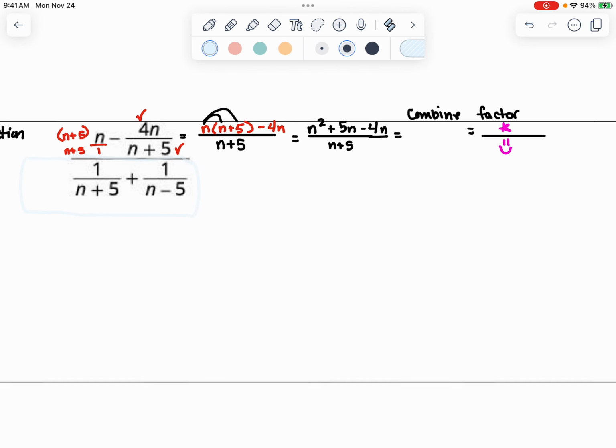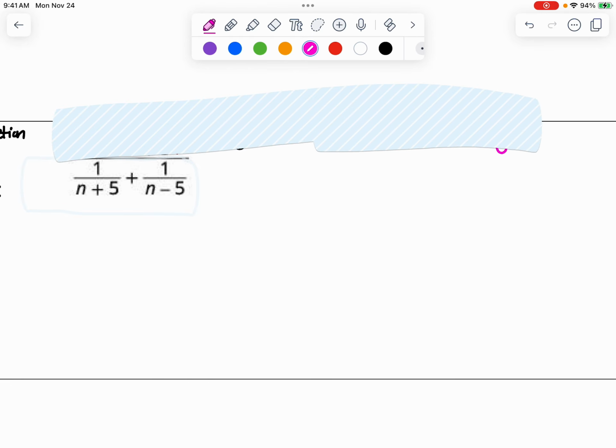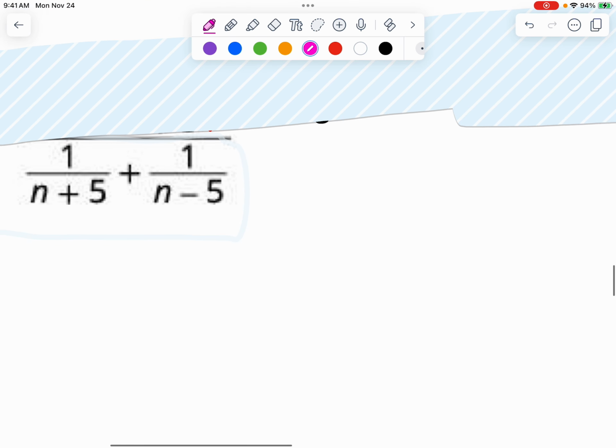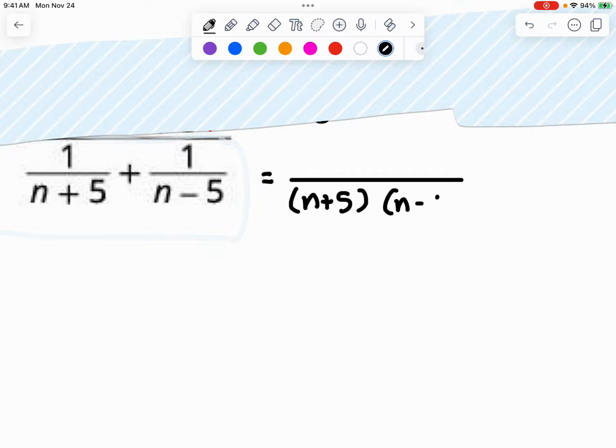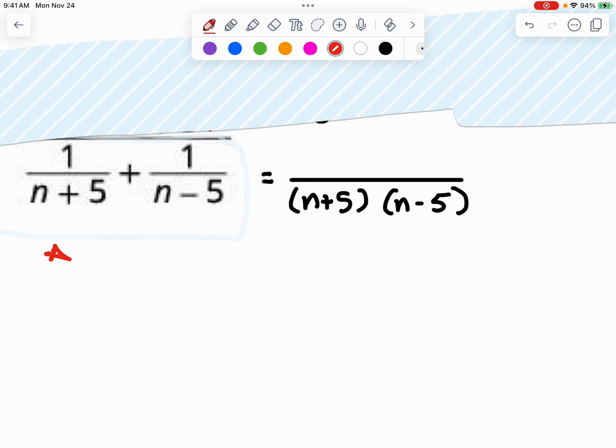Okay, now what we do is we pretend we don't see the top. Let me put that ticker tape on. And we do the denominator. So this one has a common denominator of n plus 5 and n minus 5, because they're both different. This one here needs an n minus 5. I think I have to just draw arrows. This one needs an n plus 5.